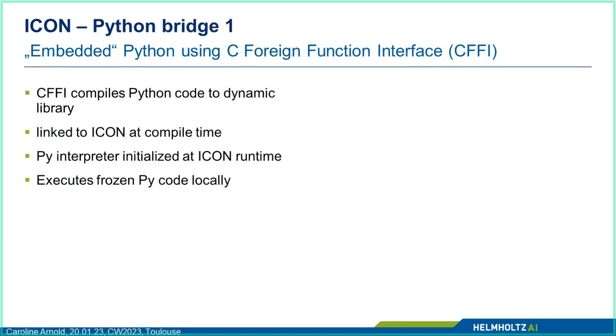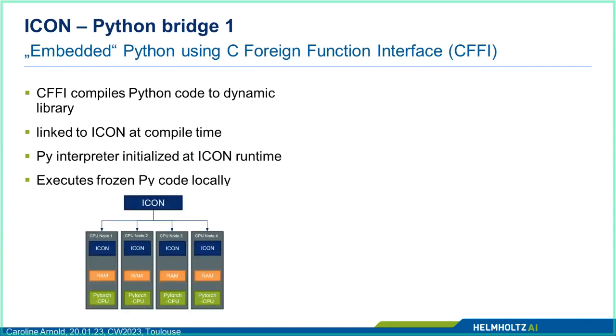So the first thing that we tried out is not using a coupler. It's a so-called embedded Python. So it's a little extension of ICON, if you would like to put it like this. We're using the C4N function interface, which is a tool with which you can compile Python code to a dynamic library. This library is linked to ICON at compile time, and at runtime, a Python interpreter is initialized and it executes the code locally.